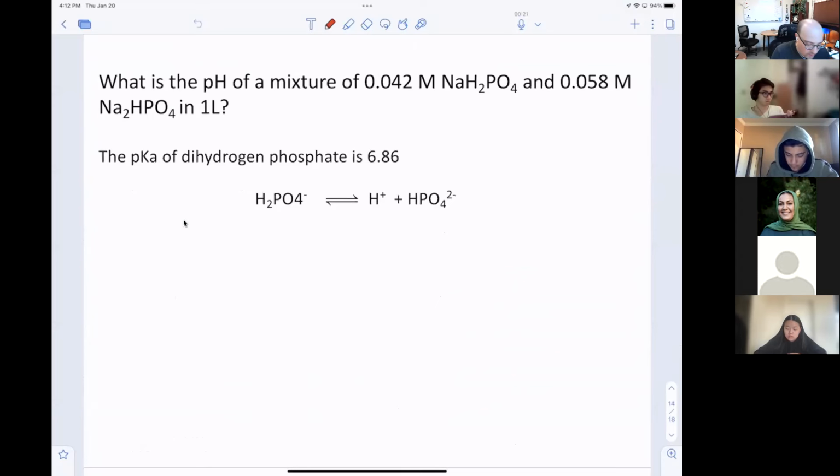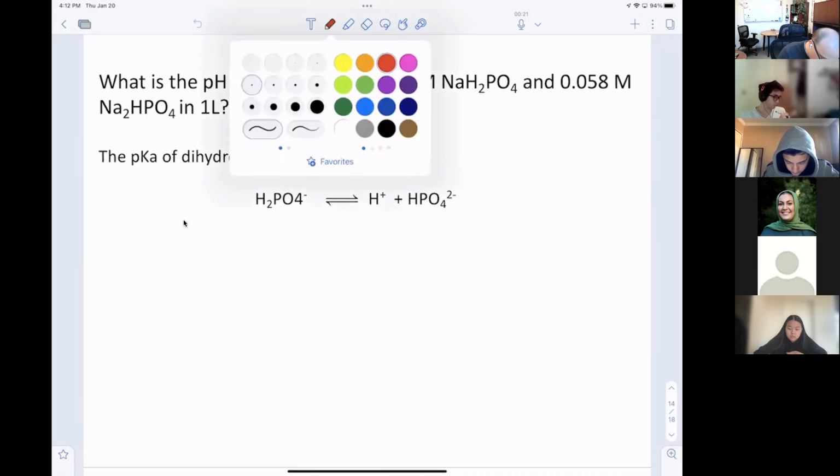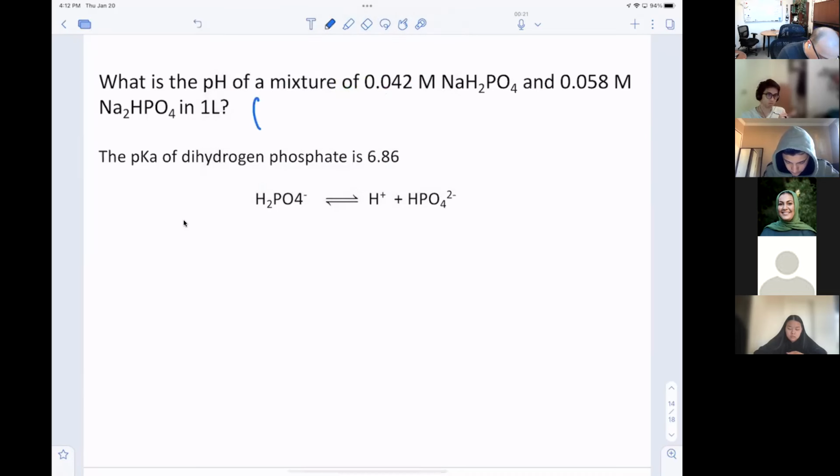mixture of 0.042 molar of sodium dihydrogen phosphate, that's basically some sort of a phosphate buffer, so NaH2PO4, and 0.058 molar of sodium HPO4 in 1 liter, okay? So this is known in biochemistry, we use that in experiments, as a phosphate buffer system.